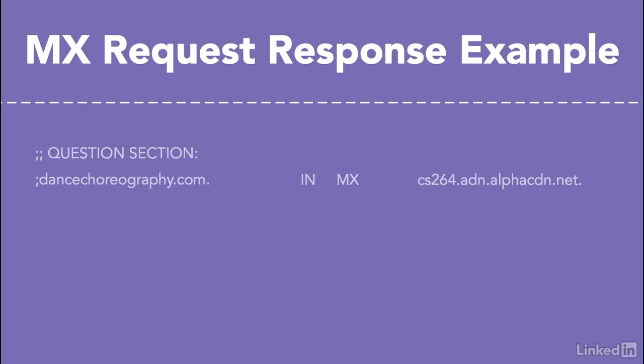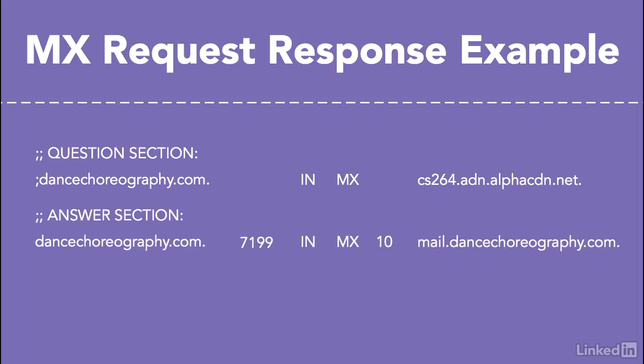Of course, this isn't limited to web browsing. As I've said before, we could be looking for how to get mail sent to Sean at dancechoreography.com. There's another example of a domain. So we'd be asking for not only the MX record information for the domain dancechoreography.com, but then when the DNS server realizes that we need mail.dancechoreography.com, it goes ahead and finds out where that server's located, which results in the IP address for that server. And that answer looks like this. As you can see here, we have our question section followed by our answer section.